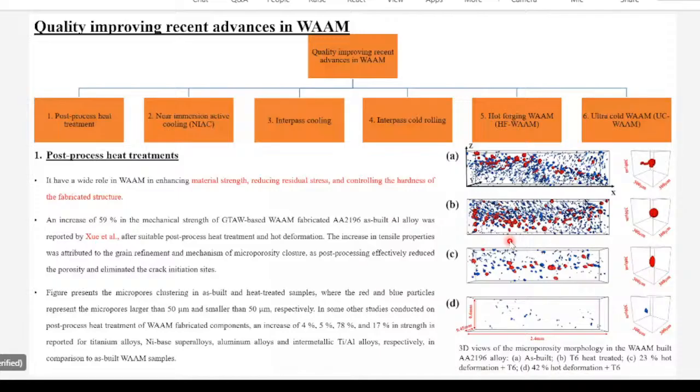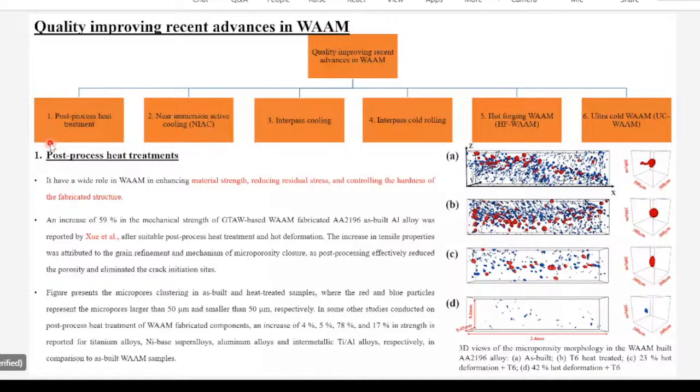So how to improve? Every process has major problems, advantages and disadvantages. VAM also has these many problems, but how do we improve the quality of VAM? As-fabricated component quality can be improved. There are six methods: first, post process heat treatment; second, near immersion active cooling, NIAC; third, interpass cooling; then interpass cold rolling; then hot forging VAM; and ultra cold VAM.